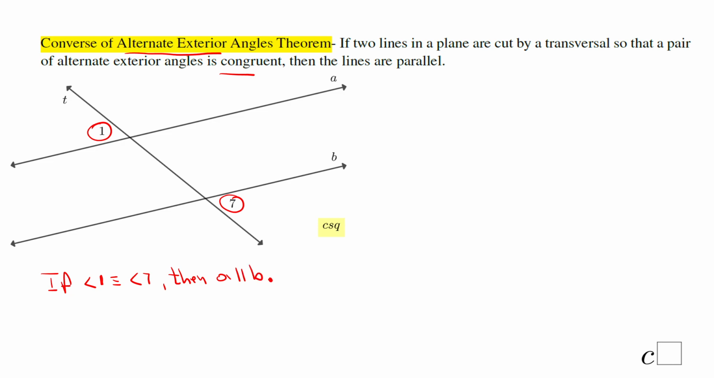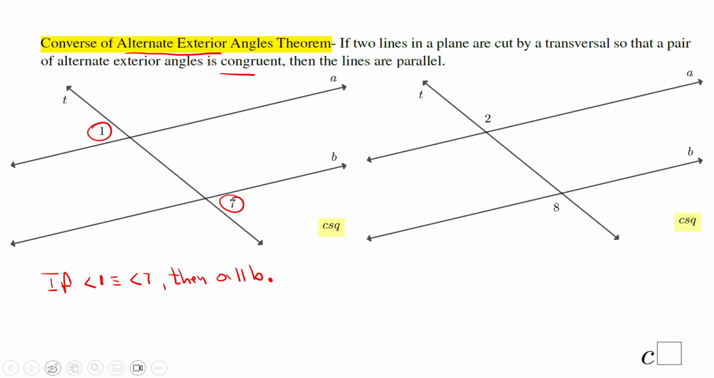Is this the only pair? The answer is no. We have one more. Angle 2 and angle 8 are alternate exterior angles. If these two angles are congruent, then A and B are parallel lines.